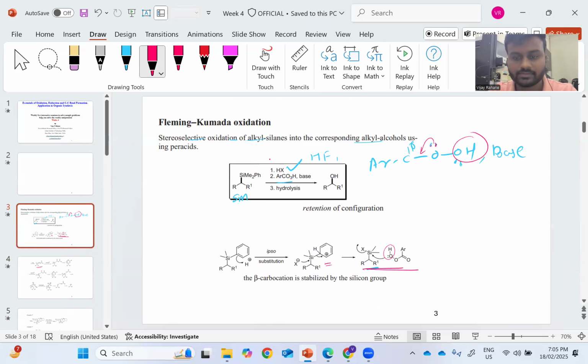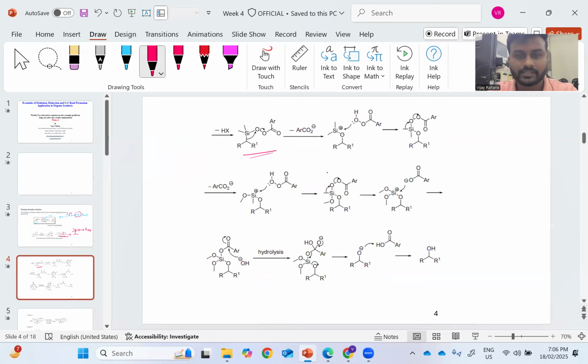If you look at the detailed mechanism for this one, this is the intermediate that we have seen here. In the next step it is formed in this manner, the Si-O-O, this peroxide linkage with the group. This is the intermediate, and then it is kind of a rearrangement at the center. So we get an intermediate in this fashion, which has the O-Si bond.